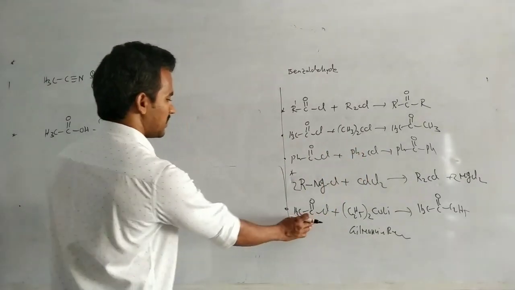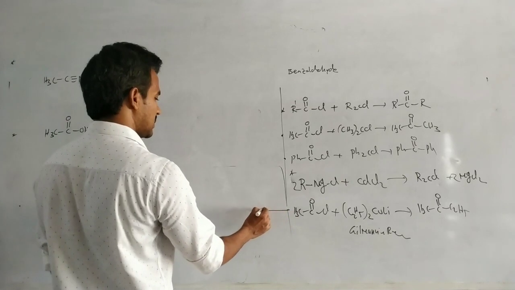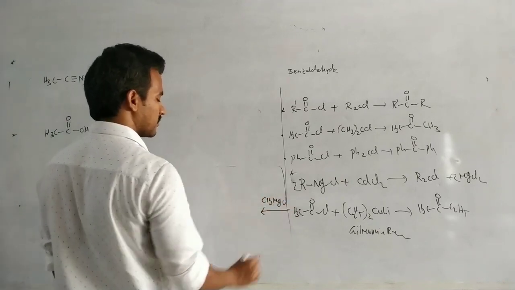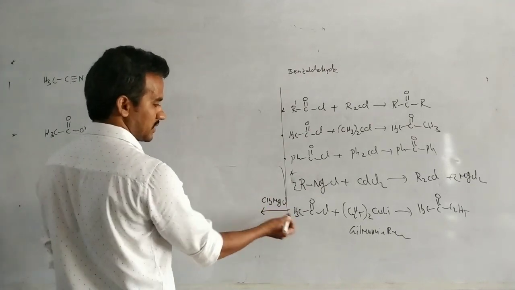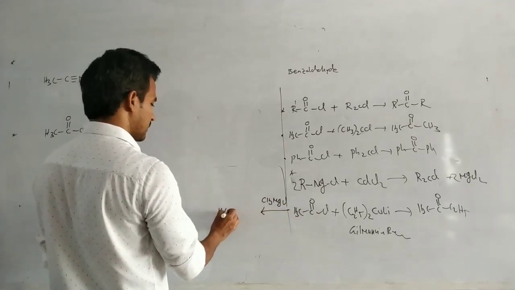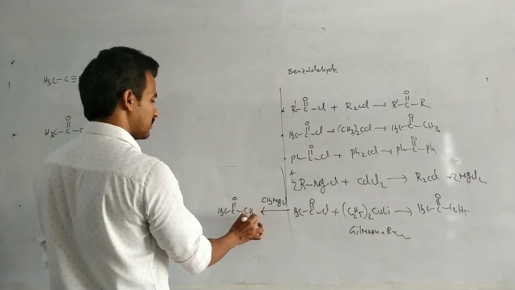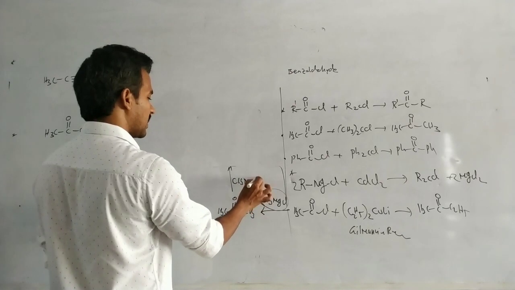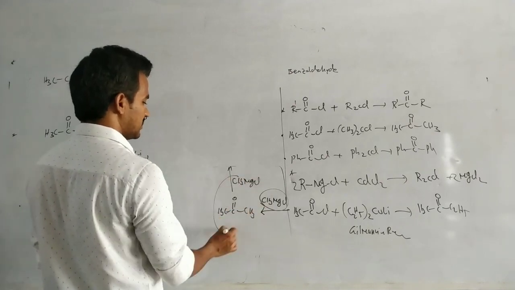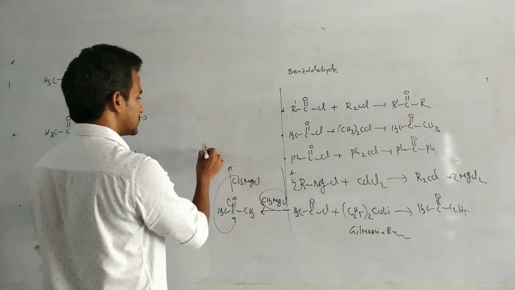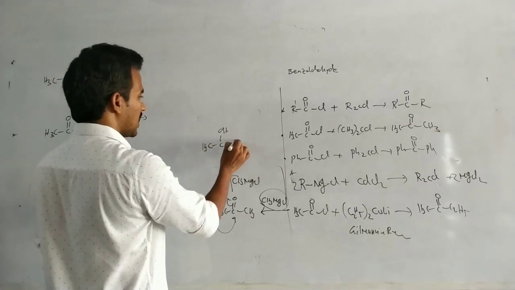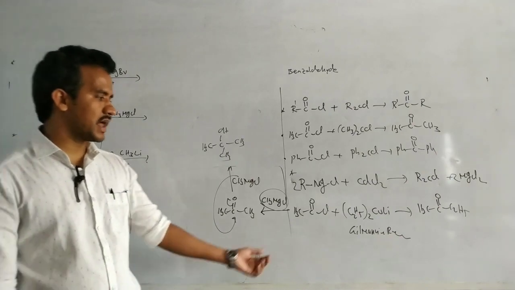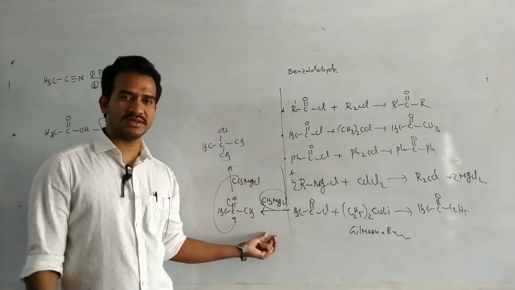For example, the same acid halide on treating with methyl magnesium chloride. Here also Cl is replaced by the CH3, but methyl magnesium chloride is more reactive, so it can react further. That CH3 minus attacks this one, followed by hydrolysis. So what is the product here? Alcohol is the product. Acid halide consumes two equivalents of the Grignard reagent.